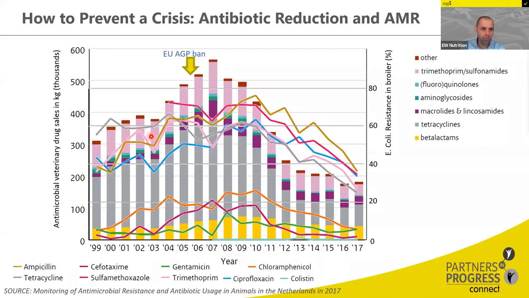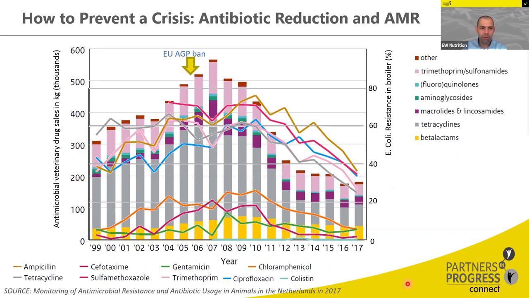The lines that run from left to right connect with the secondary y-axis, and they show the percentage of E. coli isolated from the gut of healthy animals, broilers in this case, that were resistant to each of these different antibiotics shown here at the bottom. Now, around 2009, for these 5 antibiotics, 62.5% of the bacteria were resistant. 8 years later, this was reduced by 50%, and the percentage of resistant bacteria was reduced to approximately 30%.